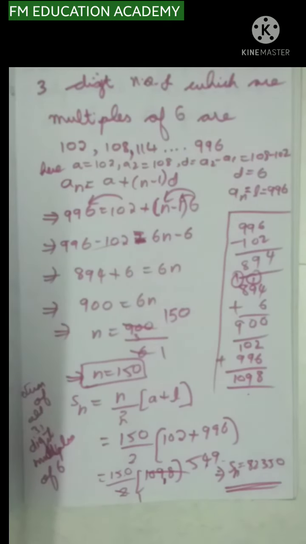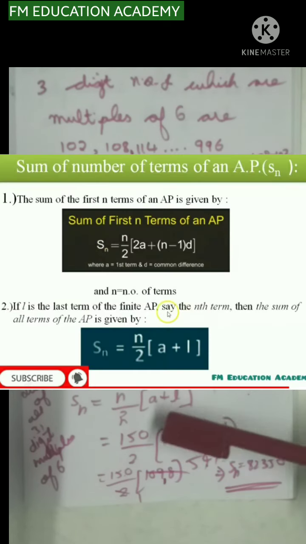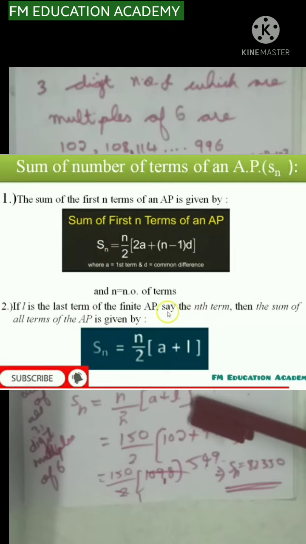See, this concept is very important, sum of number of terms, because we saw that in practice paper 1 also, a question to find out sum of number of terms was asked, and in this practice paper also sum of number of terms is asked. So practice this formula well. And we have one more formula of Sn, right? Sn is equals to n by 2 into a plus n minus 1 into d.